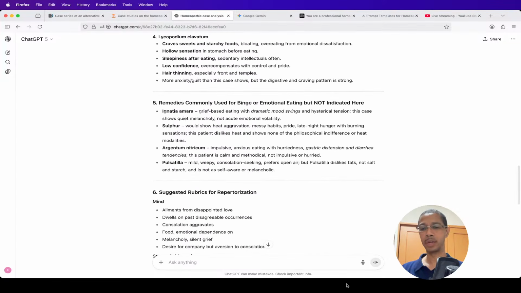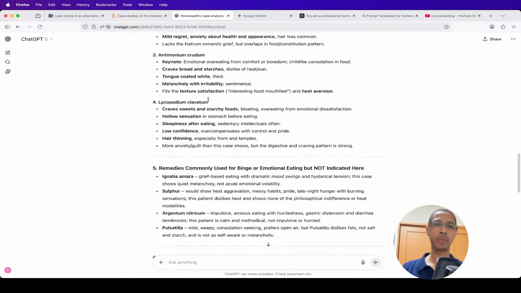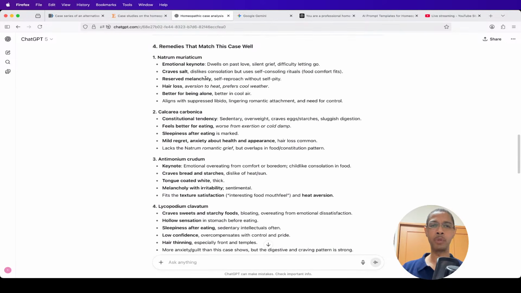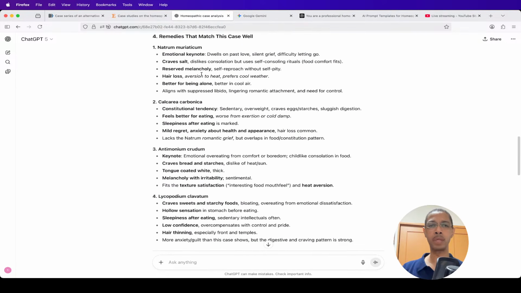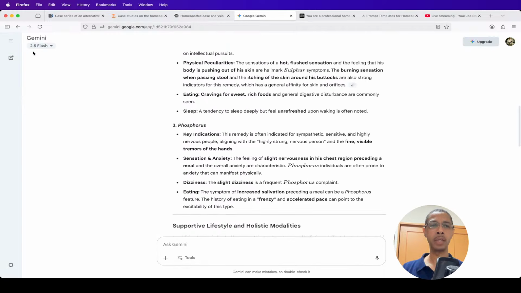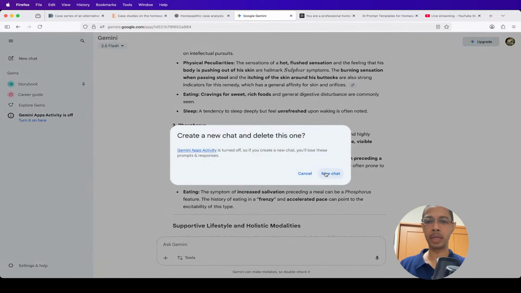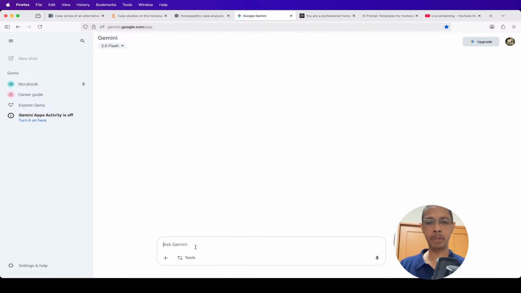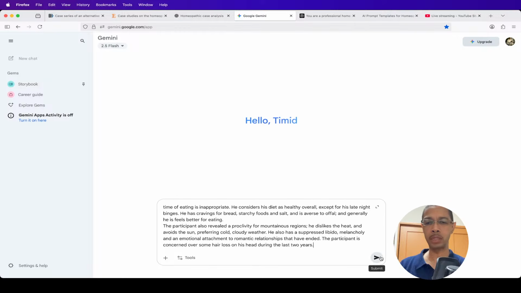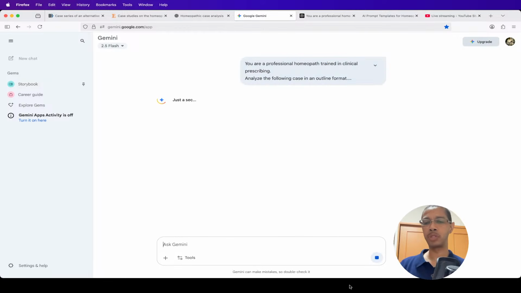Okay, you guys with me? See what we got here? So let's take the same thing. Now remember, they prescribed nat mur. One of the remedies that it said matches the case is nat mur. Let's go into Gemini and start a new chat in Gemini. New chat, and put the same case, and we'll see what comes up.